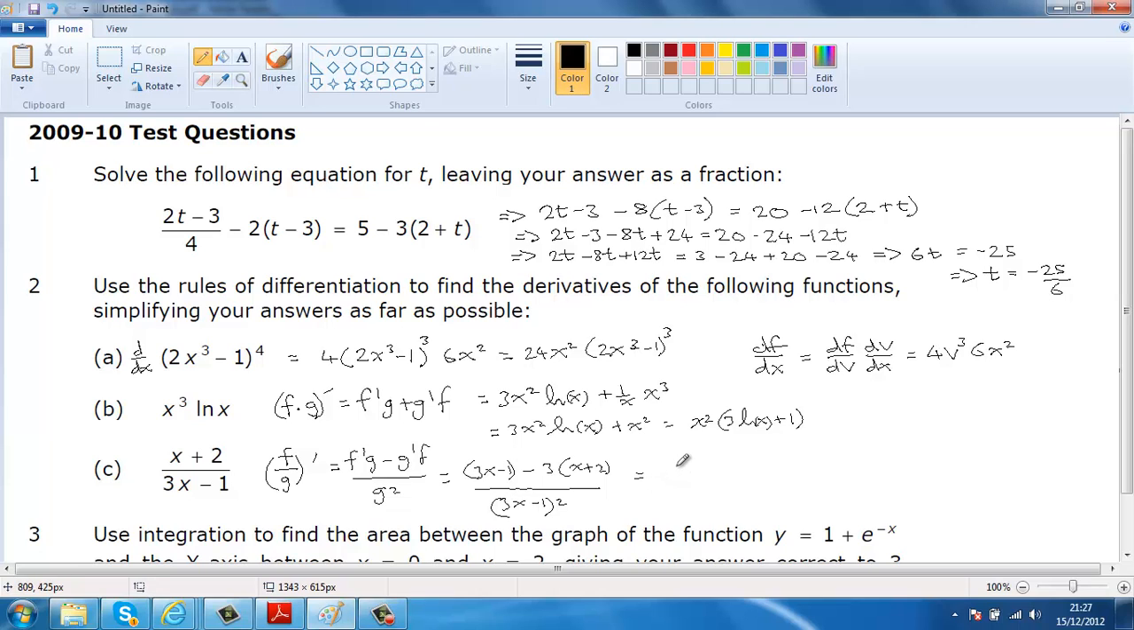So simplifying the numerator, we can see 3x will cancel with minus 3x. So we just have the constant terms, minus 1 minus 3 times 2 gives us minus 7 for the numerator.